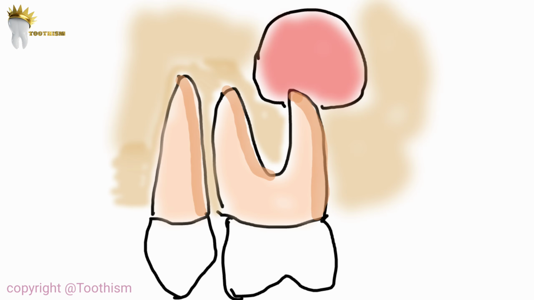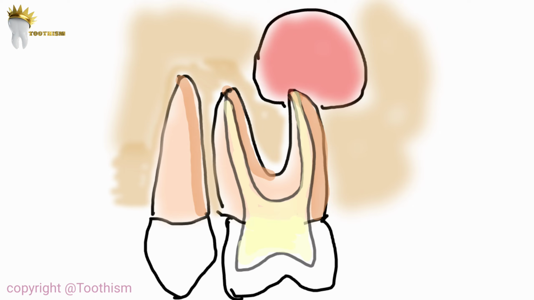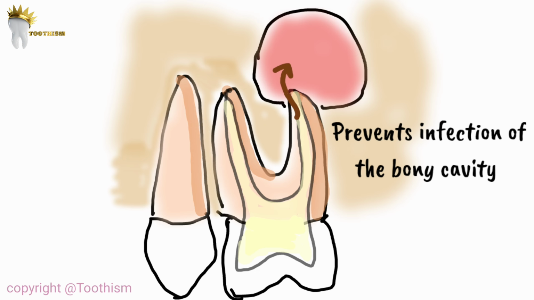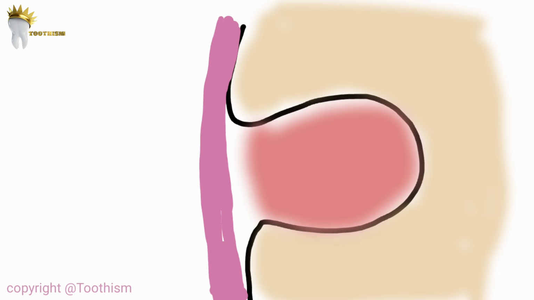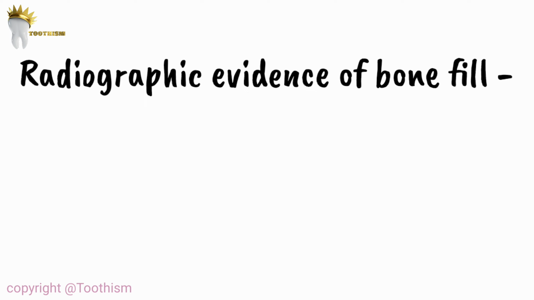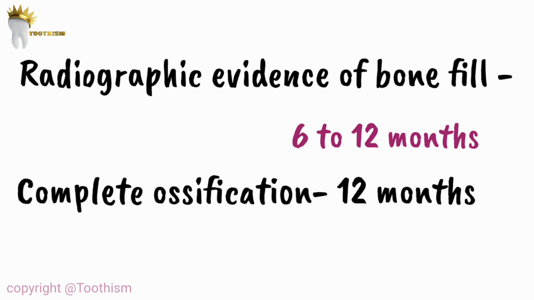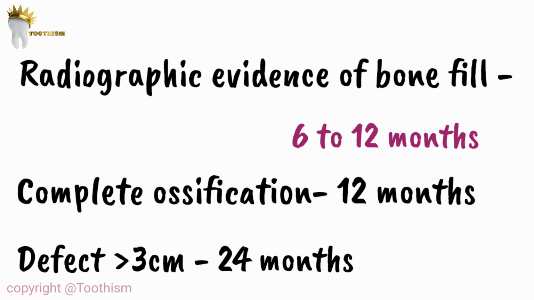If the cyst is surrounding tooth roots, it's possible that because of enucleation, the teeth will be devitalized. So endodontic treatment of the teeth may be necessary. This will help prevent odontogenic infection of the cystic cavity from the necrotic dental pulp. What happens after the cyst is removed? The bony cavity is filled with blood clot that will organize and remodel and result in bony repair. Radiographically, you can see the evidence of bone fill in about 6 to 12 months. According to studies, complete jaw ossification takes about 12 months after enucleation for defects up to 3 centimeters, and for larger defects, almost complete bone healing can be expected after 24 months.